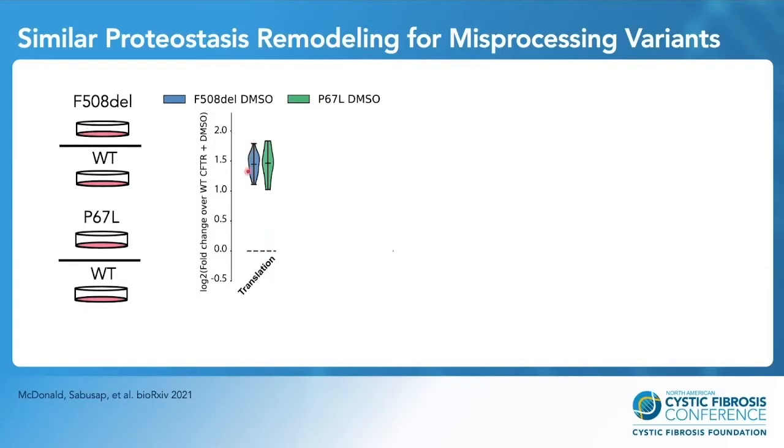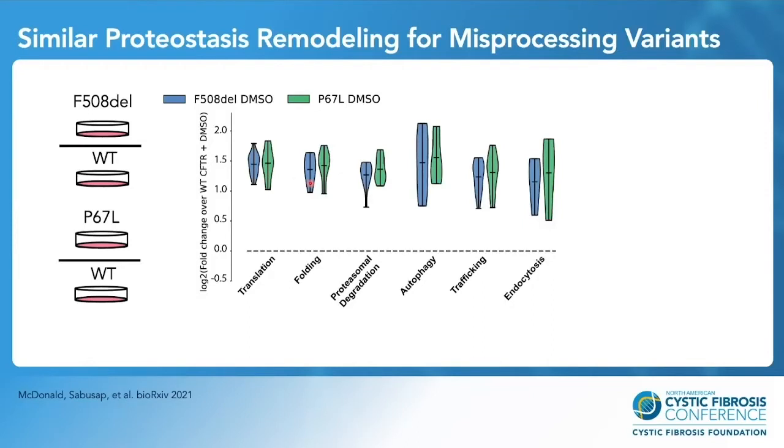For delta F508, shown here in blue, it's well established that interactions are elevated compared to wild-type. And so we see the same elevation for P67L with translation proteins, here in green, and also compared across the board with all of the other pathways that we've prioritized. Overall, then, the two misprocessing mutations exhibit a similarly remodeled interactome. These stronger interactions with protein quality control machinery are perhaps not too surprising given the common defect.